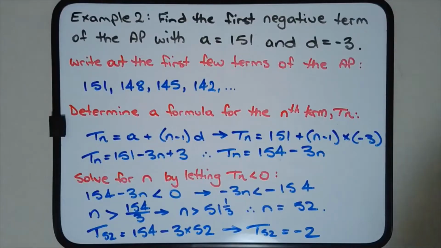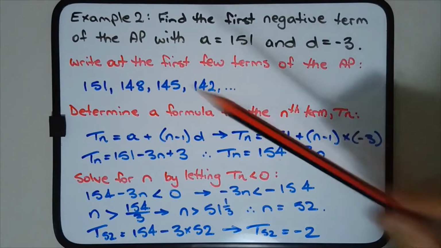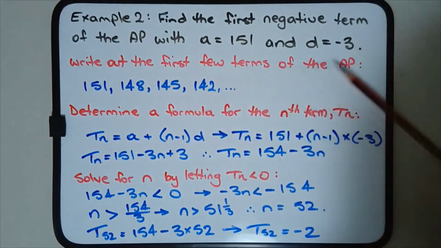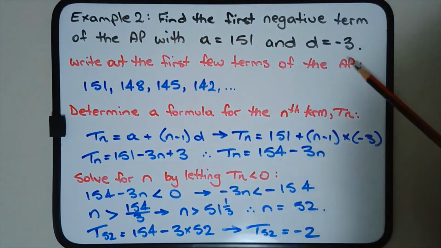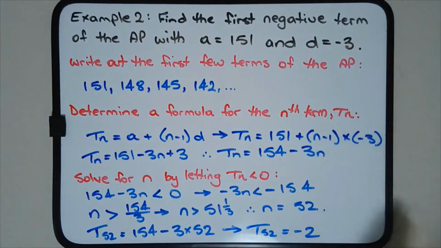Example 2. Find the first negative term of the AP with A equals 151 and D equals -3. Firstly, let's write out the first few terms of the AP, just so we can see a pattern. Now, A represents the first term and D represents the common difference. So that's the difference between any 2 consecutive terms.